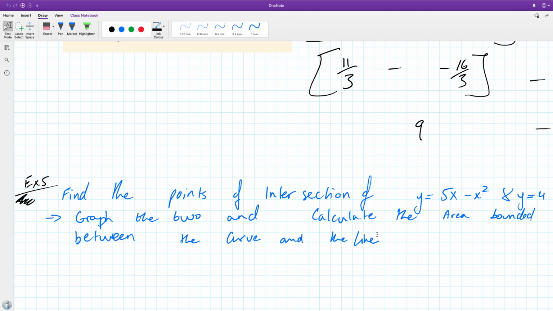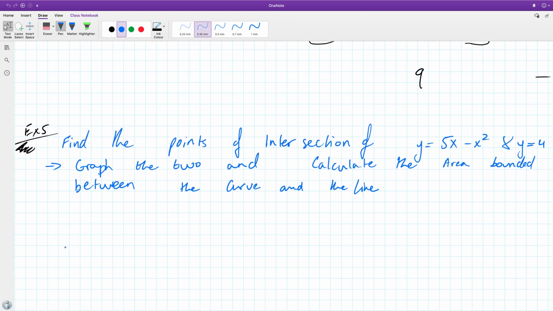Let me explain what I mean. It is important we get our head around this because this is a question that comes up. So, step 1 is we get the point of intersection.